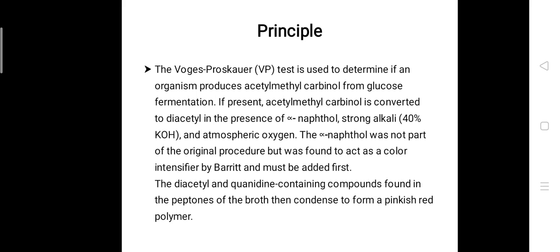After the incubation period, we have to detect the acetoin by adding the 5% alpha naphthol reagent and then 40% KOH. The addition of these reagents has to be done in the presence of oxygen only. Also remember these reagents should be added in that order only. So this is the principle of the Voges Proskauer test.